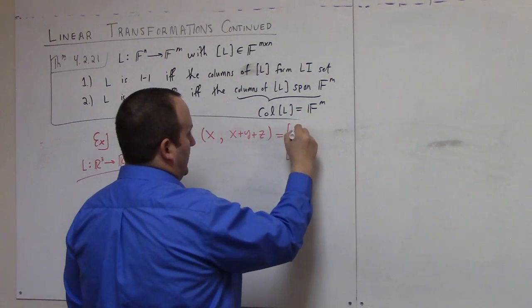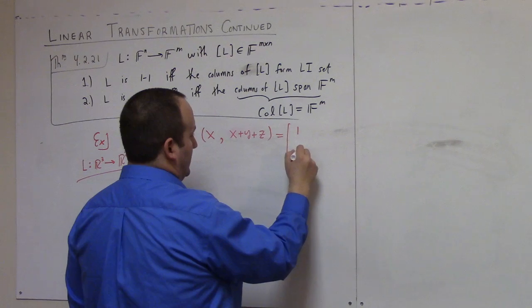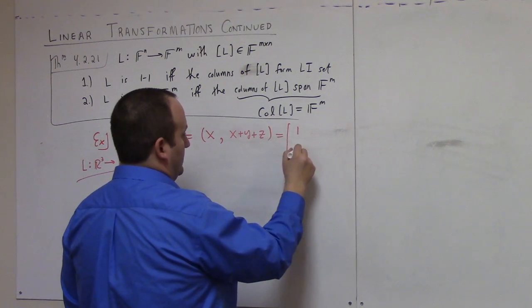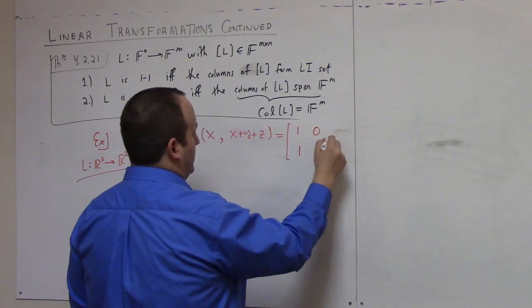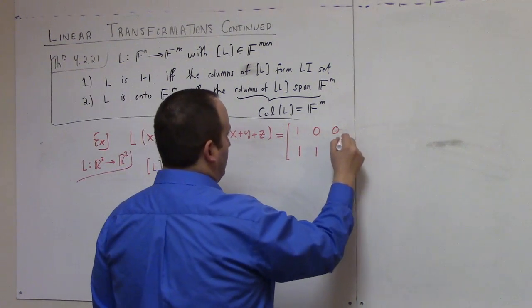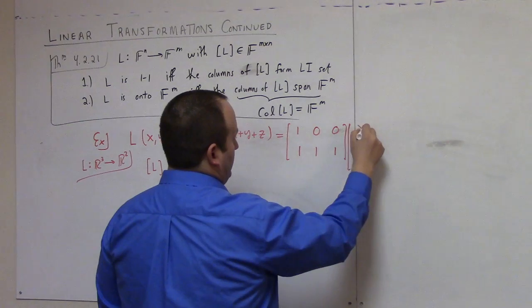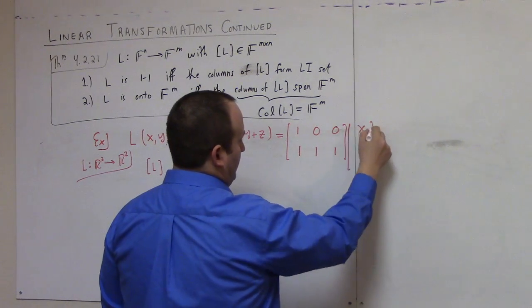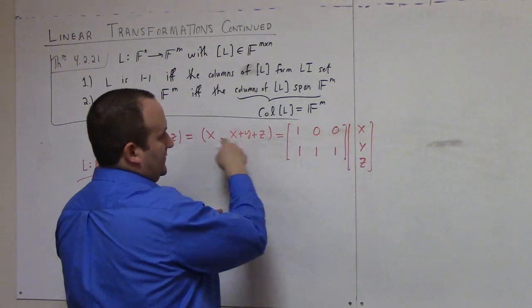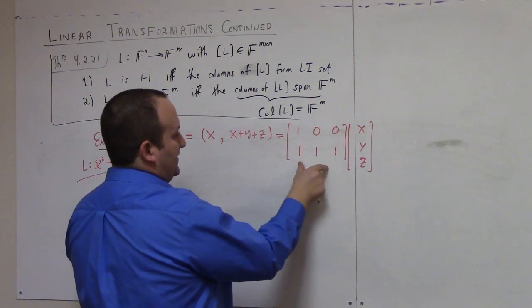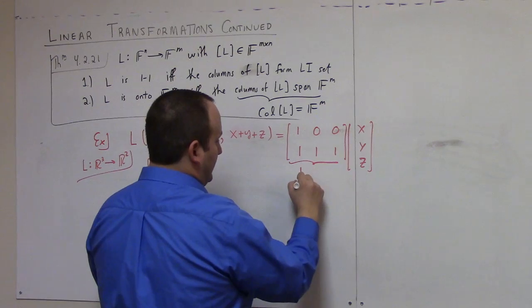So I've got 1, 0, 0, and 1, 1, 1. And just to be safe, I'll think about checking it. Multiply this times that. You get back x for the first spot, x plus y plus z for the second spot. There you go. That's the standard matrix of L. All right.